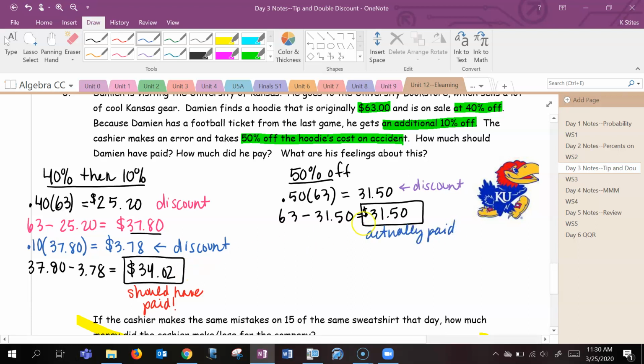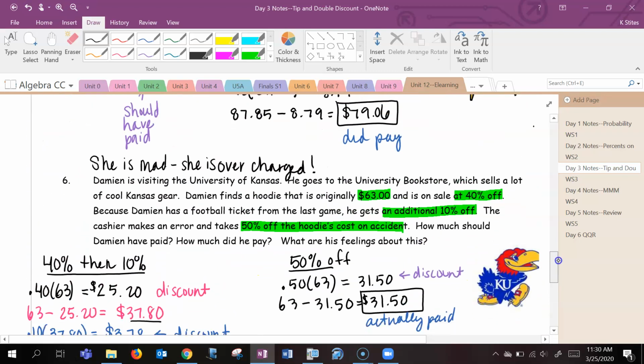So he's probably happy, right? He ended up spending a little less money, but because Damien is an honest person, he's going to go tell the cashier that they made an error. Okay, so maybe Damien is sad that the cashier didn't understand math. Okay, those are his feelings. Or he's happy, one of the two. And we're skipping the bottom part, so don't worry about that.